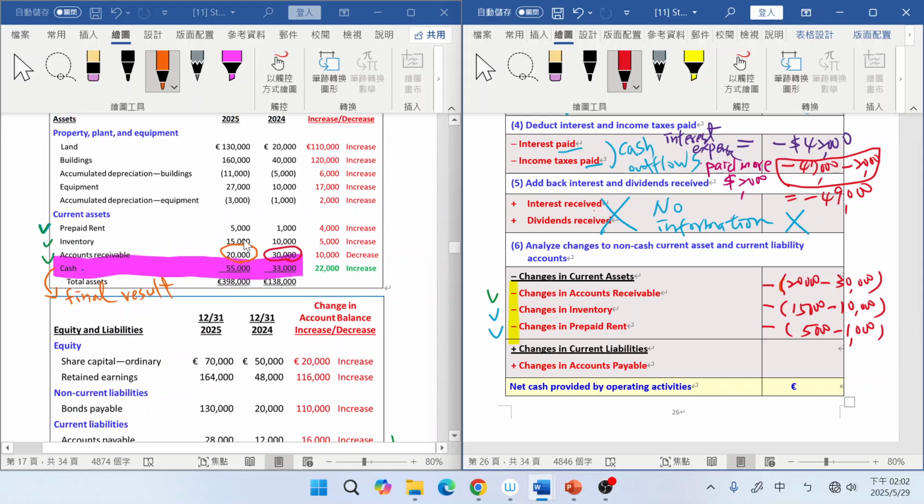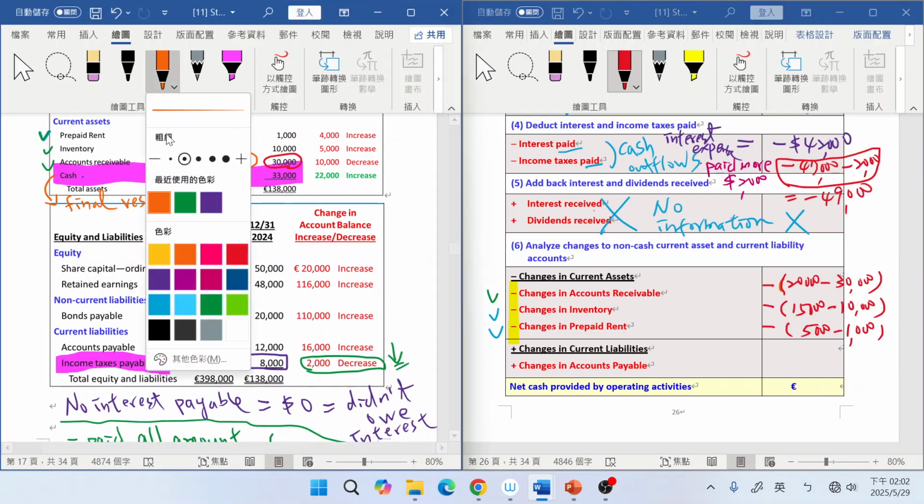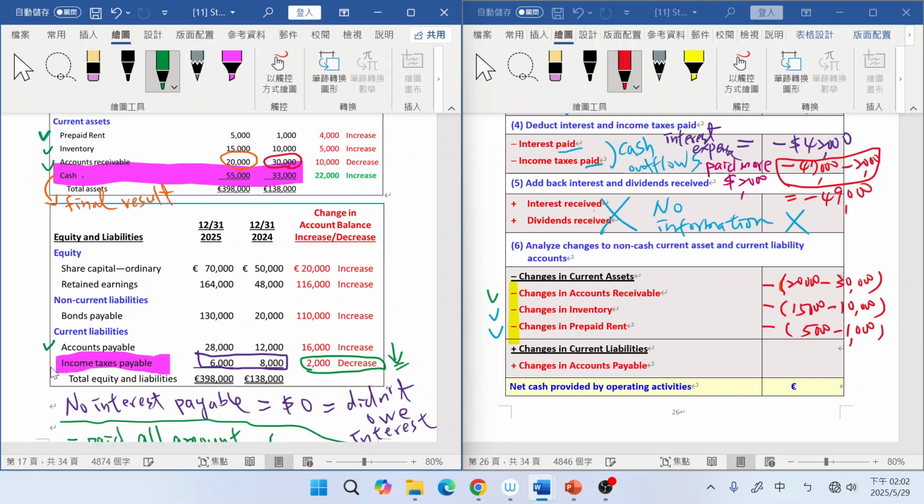How about liability? So go to your liability. How many liability we have? Accounts payable, income tax payable, right? So we have two current liabilities, accounts payable, income tax payable, okay? But why here we only use accounts payable? Why? For three big guys, interest, dividends, tax, we deal with that already on step 2 and step 3 already. So we don't need to take care about it right now on our last step, okay?